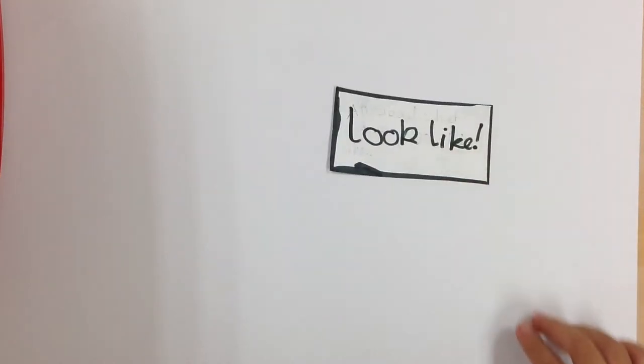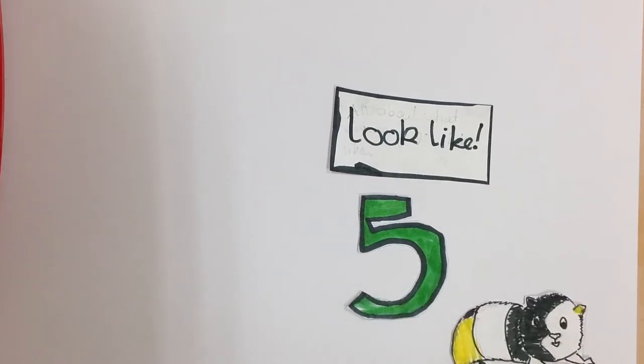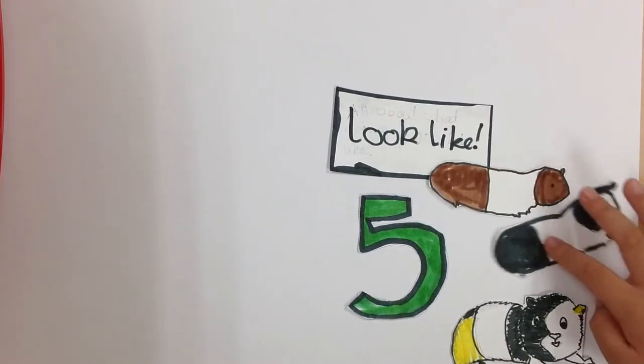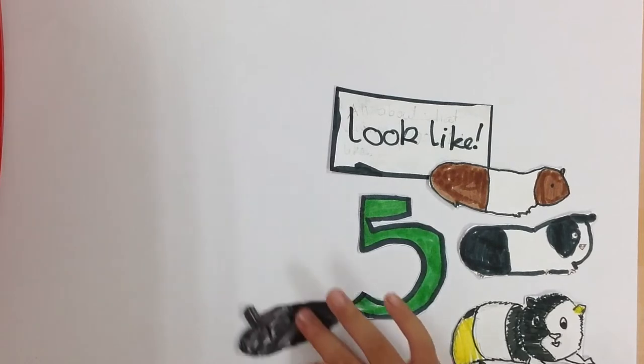What do guinea pigs look like? There are five kinds of guinea pigs. Some guinea pigs have three colors, and some guinea pigs have two colors, and some guinea pigs have one color.